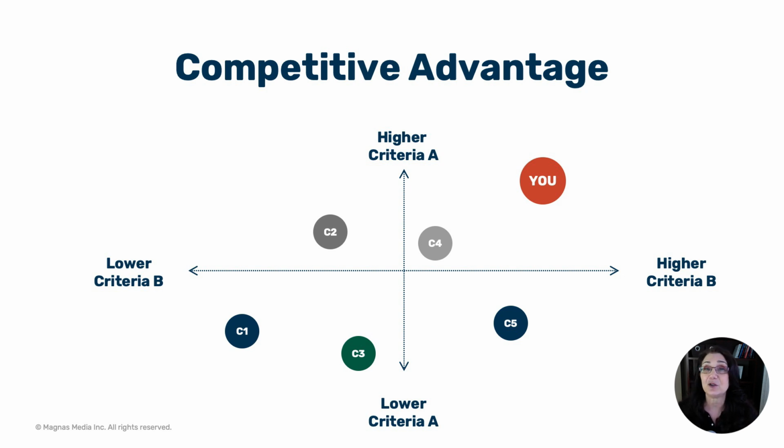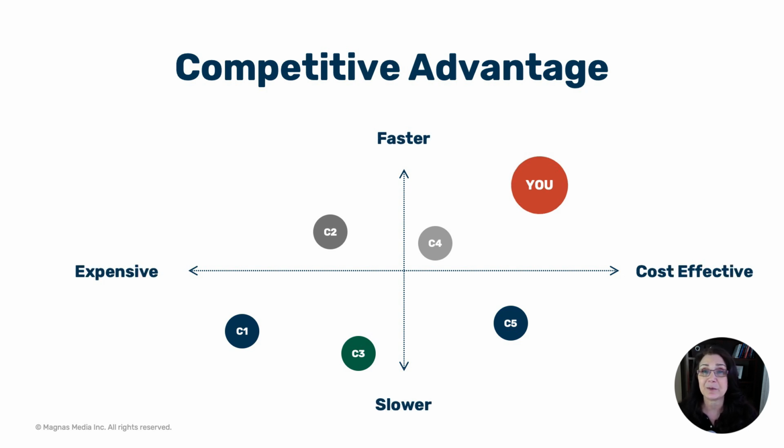So the idea here is to show how, in the area you decided to compete in, you are different or better. So in this particular simulated example, you can see here it's speed and cost, and you can show where you or your solutions fit in the scheme of things compared to others.